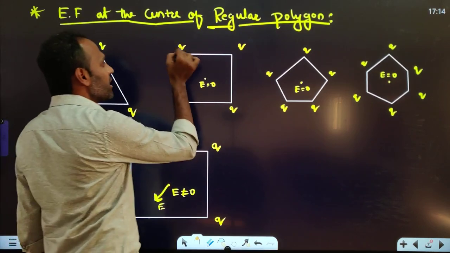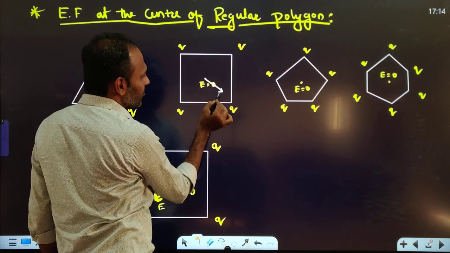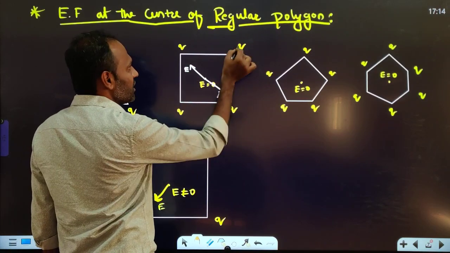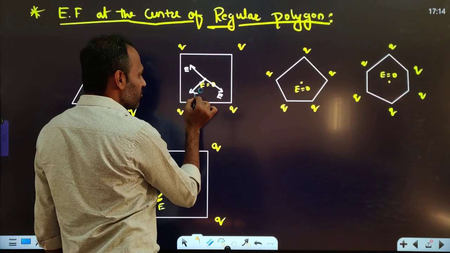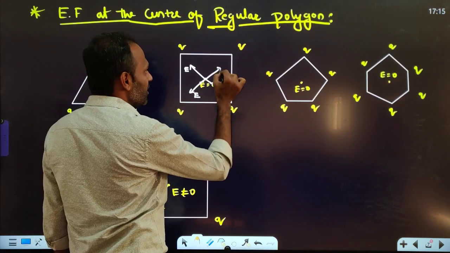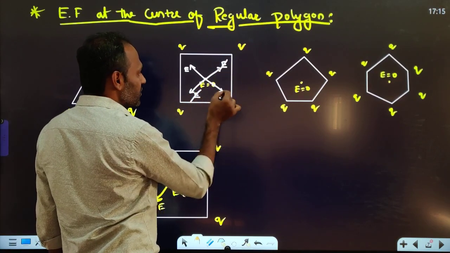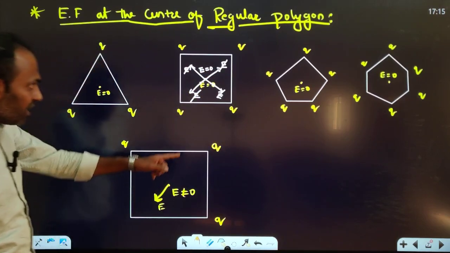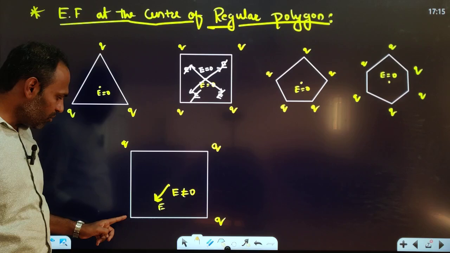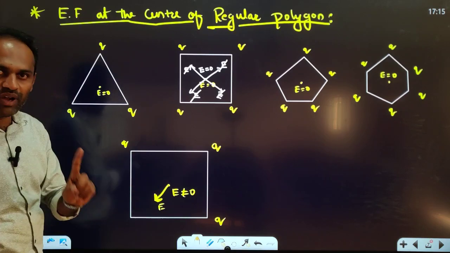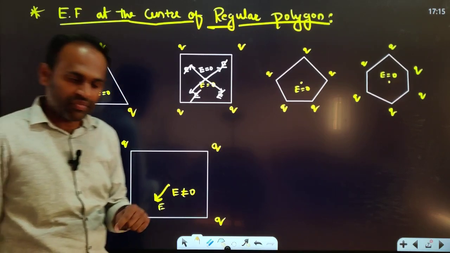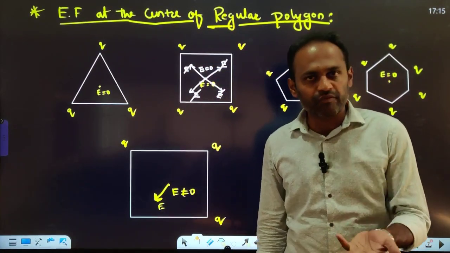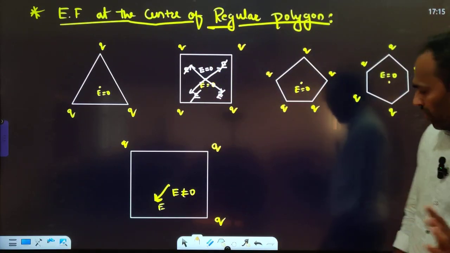See what happens here. The electric field of this charge will be in this direction, right? The electric field of this charge will be in this direction. The electric field of this charge will be in this direction. So these electric fields will get cancelled and hence the net electric field will become zero, right? Here, the field of this charge cannot be cancelled because we don't have another charge, so there will be one electric field remaining. In all cases, if all vertices include one charge each, then the net field at the center will be zero, otherwise it will be non-zero.